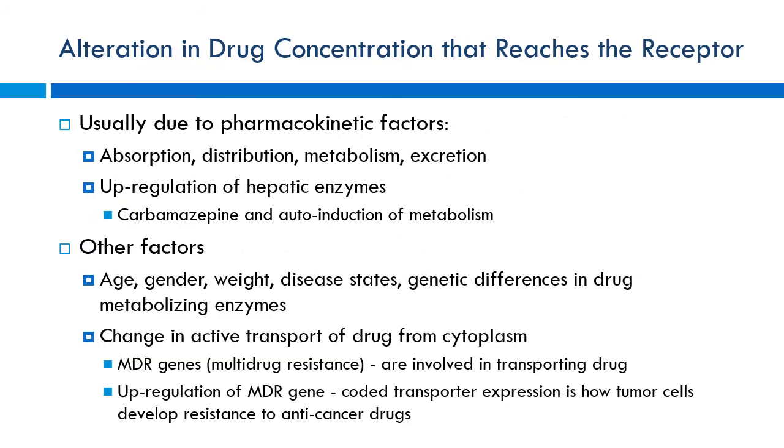Looking at the difference in the amount of drug that makes it to the receptor, usually these are going to be pharmacokinetic factors. If I can change how the drug is absorbed, excreted, or metabolized, that's going to modify how much drug actually gets to the tissues, right? For instance, there's a drug called carbamazepine, Tegretol is a brand name, usually used for seizures or for bipolar disorder. It's a mood stabilizer.